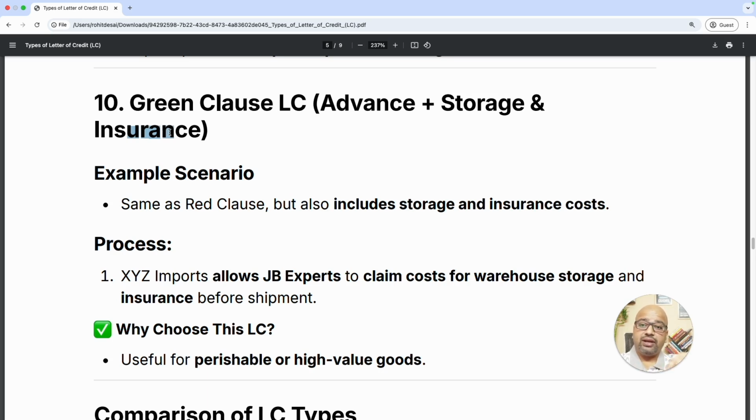But to do that, there is a storage cost which is extra. Then I need to cover the insurance if something goes wrong with the warehouse where I kept the goods. Then that's a problem. So there are fixed expenditures at the beginning. So what I say is, dear buyer, you know that I have to take care of the overheads. So I want you to give me a green clause LC, which gives me an advance payment, which covers advance, storage and insurance cost. So please help me with that.